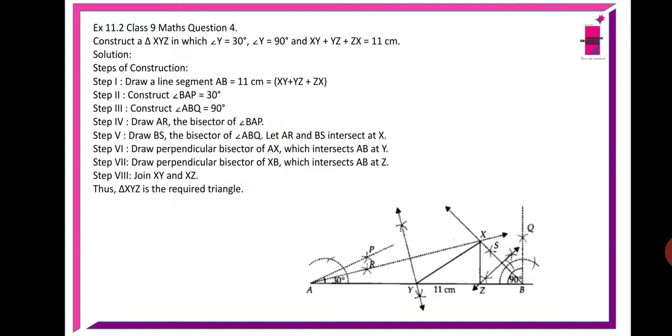Now draw the perpendicular bisector of AX which intersects AB at Y. Draw the perpendicular bisector of XB which intersects AB at Z. Join XY and XZ. Thus, triangle XYZ is the required triangle.